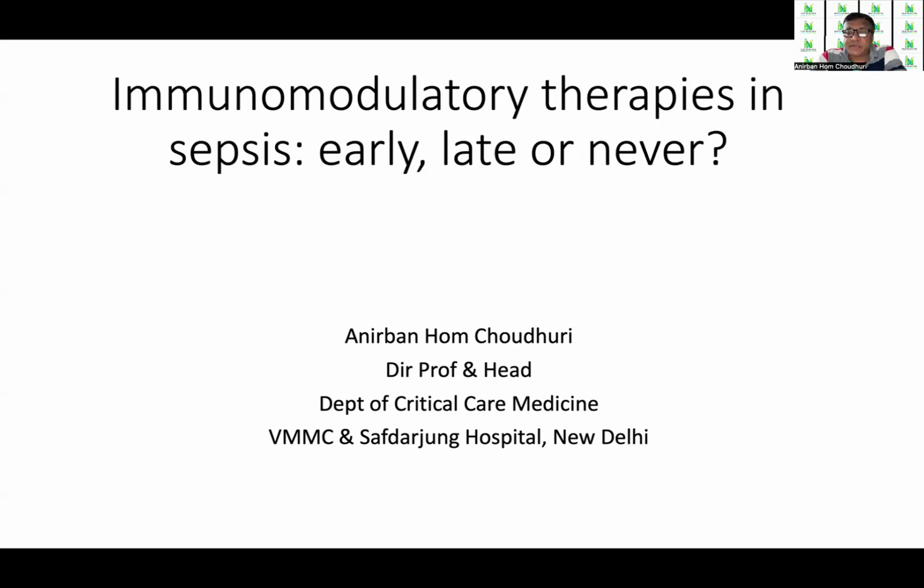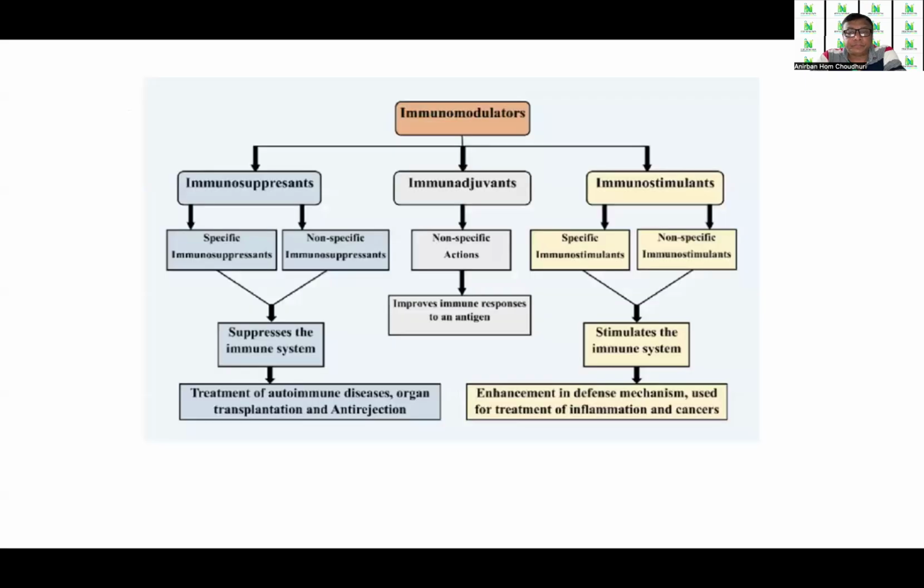Now, there is considerable debate, and the evidences which have accumulated so far have been interpreted from different dimensions and from different perspectives. So, this is only a very short bird's eye view of the pros and cons of such immunotherapies and when they can be useful. When we talk of immunomodulators, we include three classes. They can be either immunosuppressants, they can be immunoadjuvants, or they can be immunostimulants.